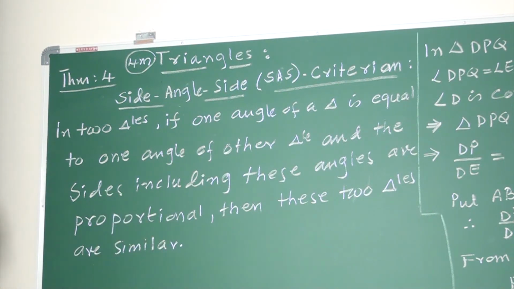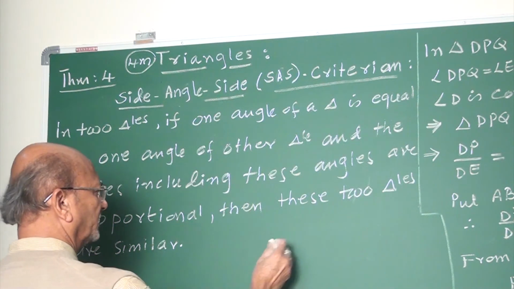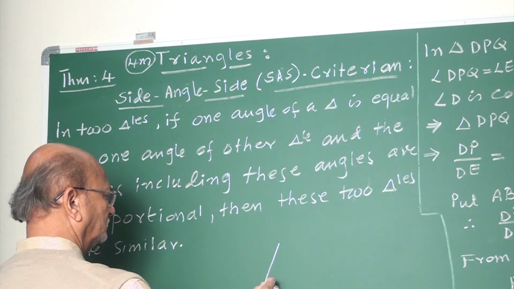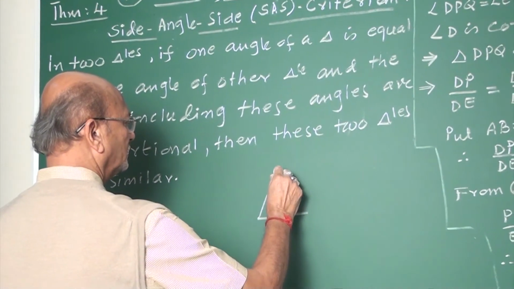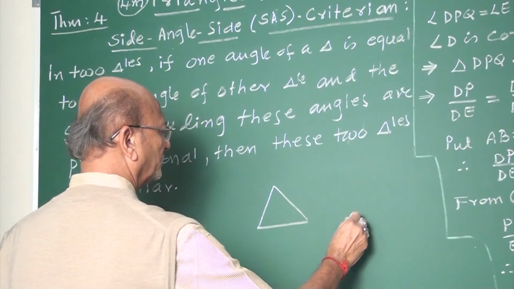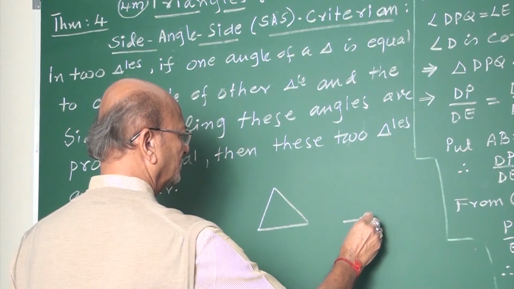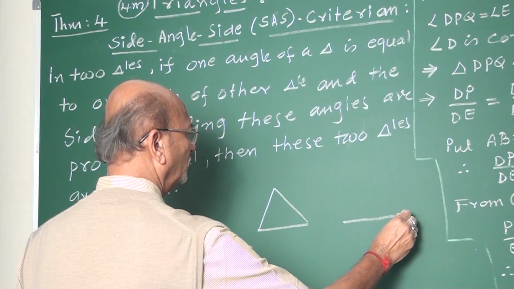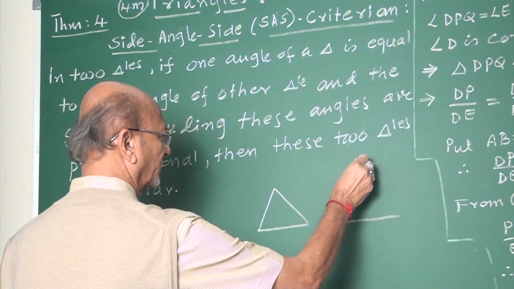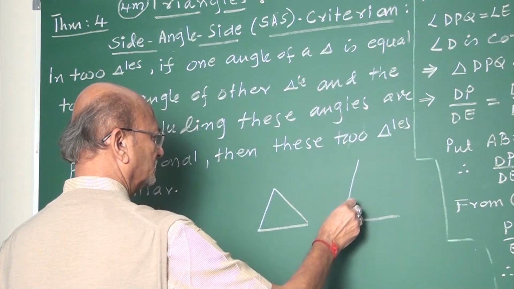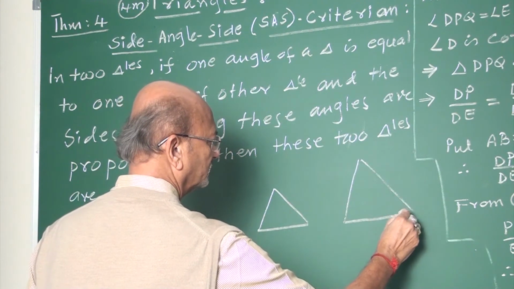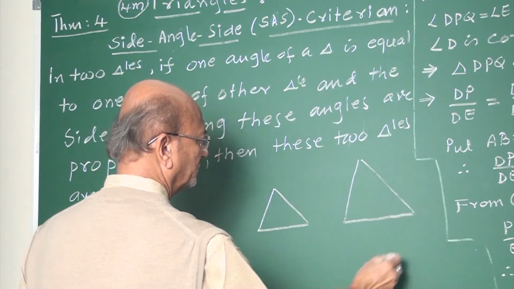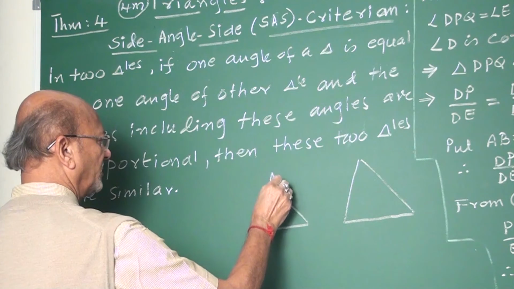Yes, my friends. First figure ABC, same figure then one smaller, the other bigger triangle. The shape is same, only size is different in case of similar triangles. Shape is same, size are different. They say triangle ABC.